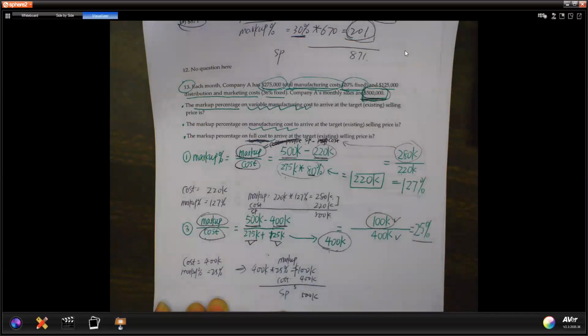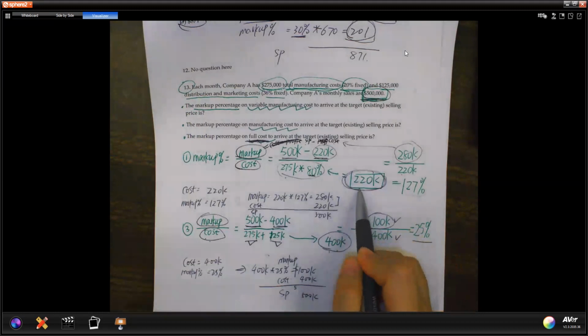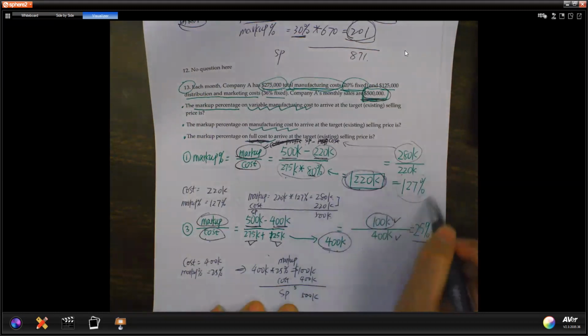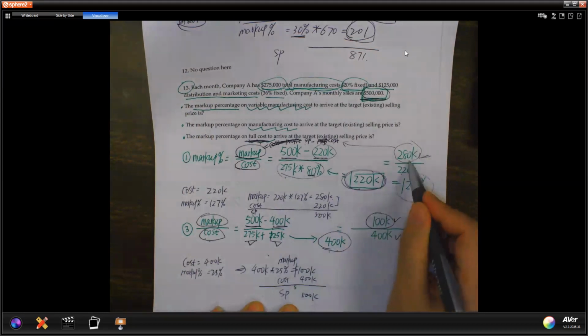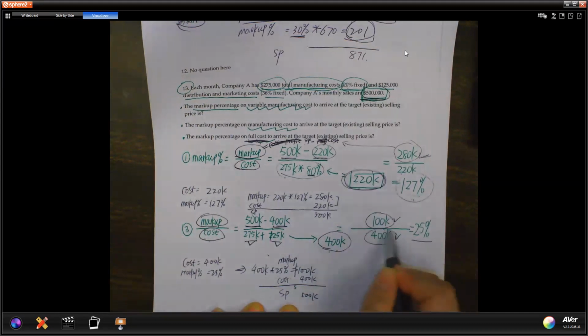But what I want to show you here is we said if your cost base is small, if you use the small number, variable manufacturing cost, as the base, then you have to have a big absolute number of your markup dollar and also a big markup percentage. But if your cost base is big, then you just need to have a smaller amount as the markup and also as the markup percentage.